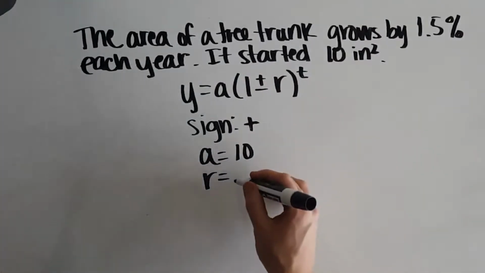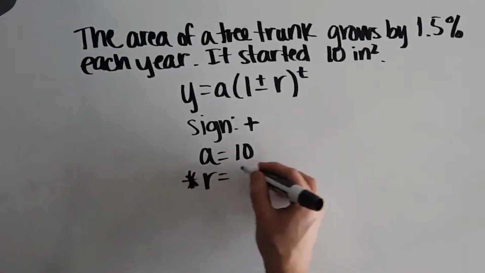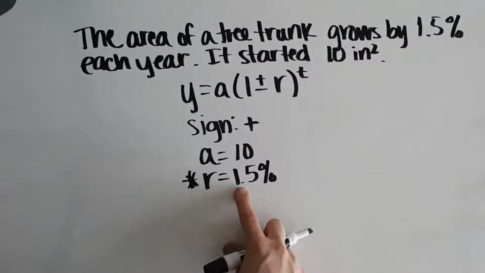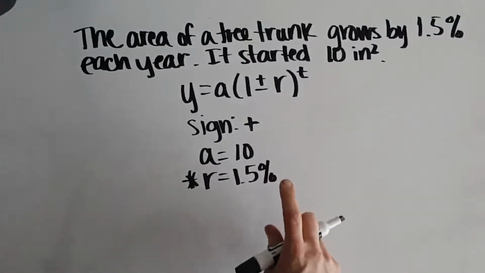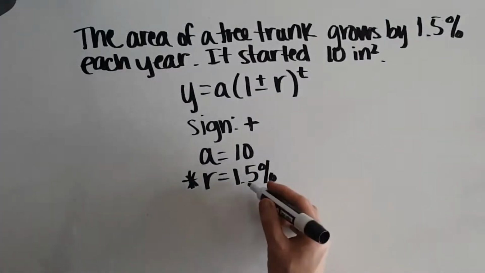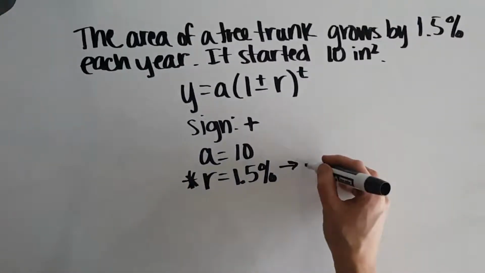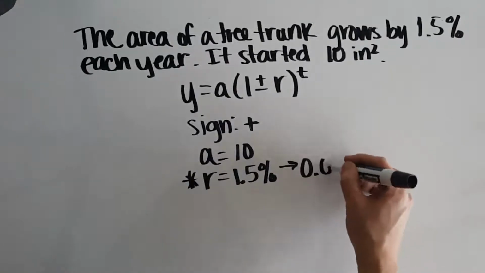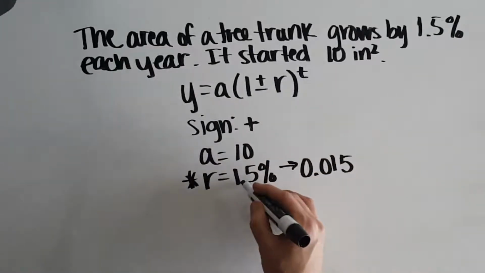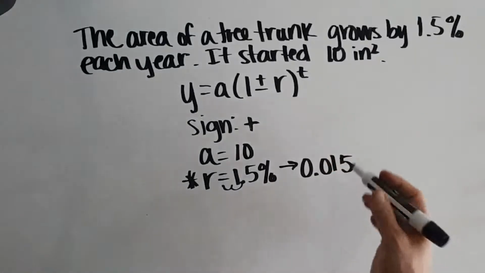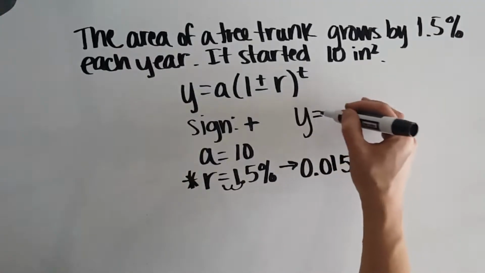It says 1.5%. But we have to remember that the rate has to be in decimal form. That doesn't mean it has a decimal point in it. It means it's not written as a percent. So to do that, we scoot our decimal point to the left 2 spaces because we're really dividing by 100. So if we scoot it twice, we would end up like this. Now that we have all this information, we just substitute those values in.